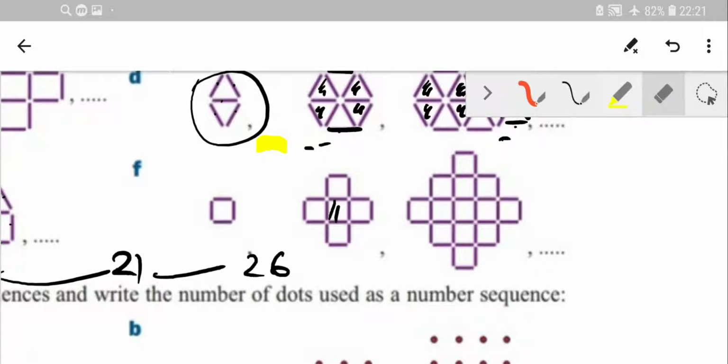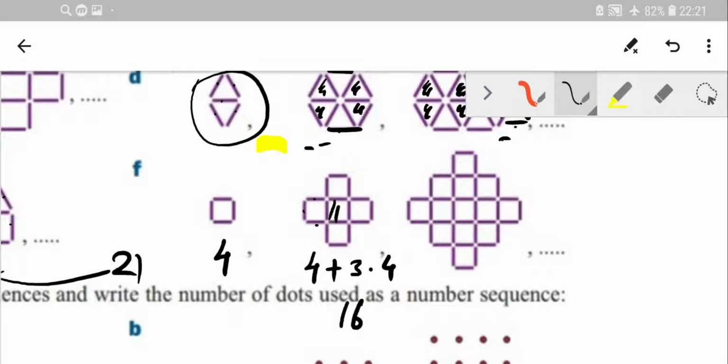So let's count the number of sticks one more time. So 4 in the basic pattern, then 3 additional, 3 times 4. So that looks like 4 plus 3 times 4, right? So we've got 16 here, right? So 16, so we've got a sequence 4, 16, and the next one.